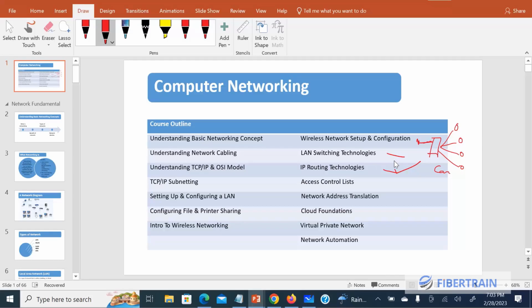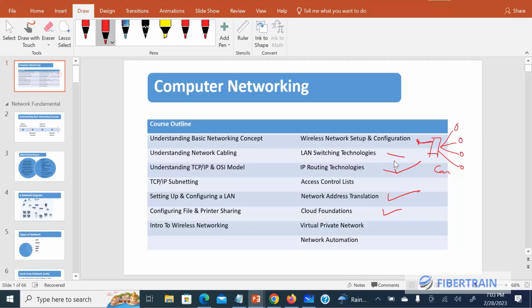And without NAT, also known as network address translation, nobody on the network will be able to browse the internet. So we'll see how to set up NAT so that all the devices we have within the network can access the internet. And then we'll look at cloud. One of the things buzzing in the IT field today is cybersecurity and secondly cloud computing.